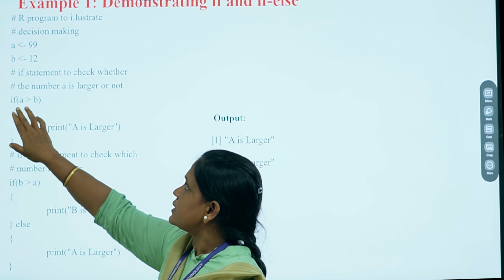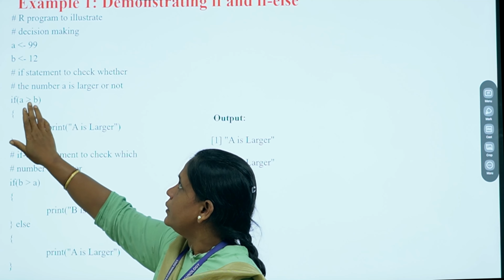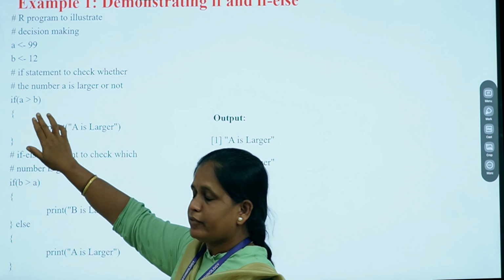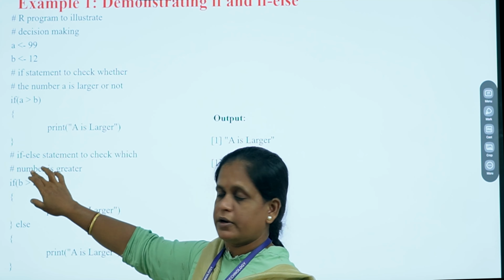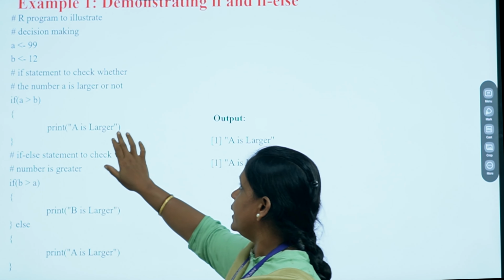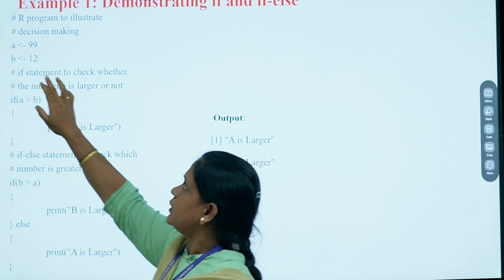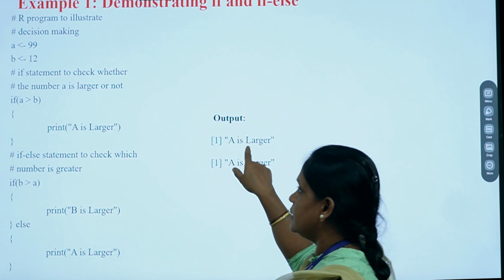You're comparing with the variable name, that is, A is greater than B. If it is true, it will execute this. Otherwise, if it is false, it comes out of this block. So it says print A is larger. Since A is 99 and B is 12, it just prints A is larger.